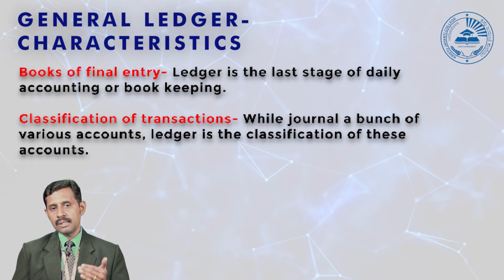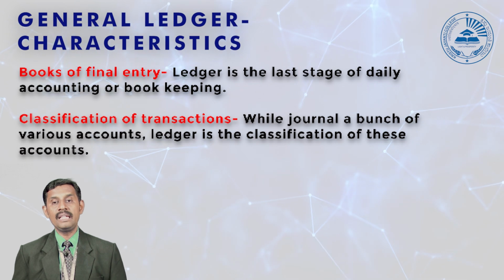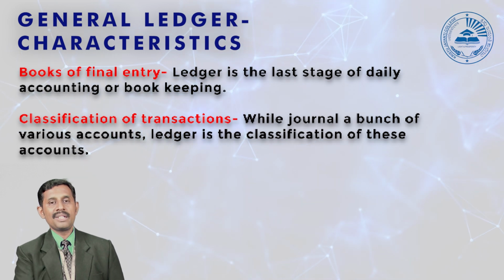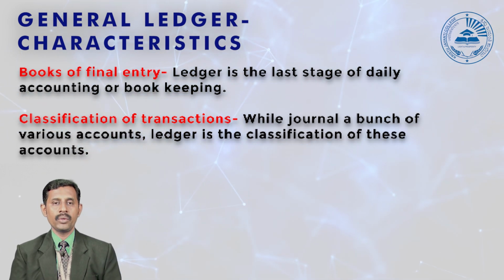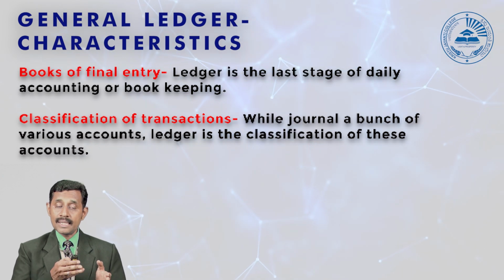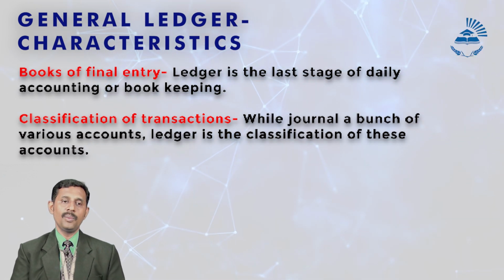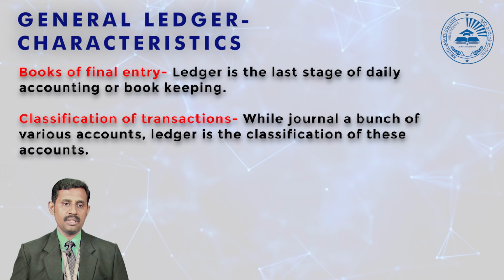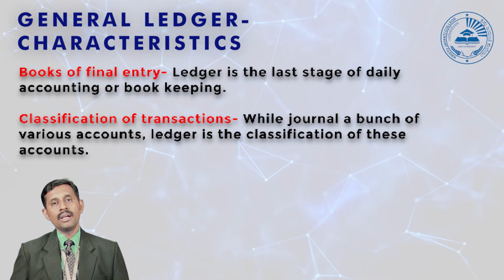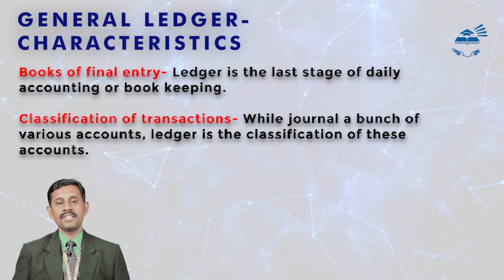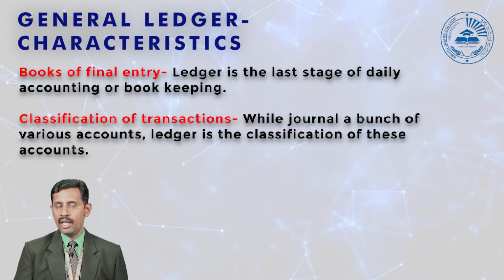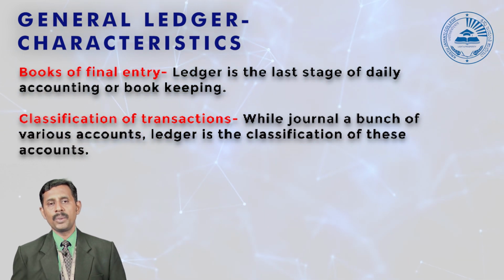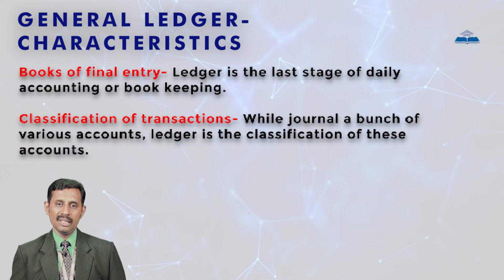The next characteristic is that it is the book of final entry. The ledger is the last stage of daily accounting or bookkeeping, because from this stage it will be moved on. For example, when a transaction happens, we enter it into the ledger. So this is the last stage, and from there we move to the next one. The next characteristic is classification of transactions. While the journal holds a bunch of various entries, the ledger classifies them: this one goes to this account, that one goes to that account. For example, sales, purchase, wages, rent. Likewise, we classify.